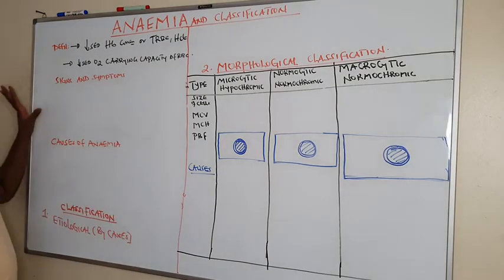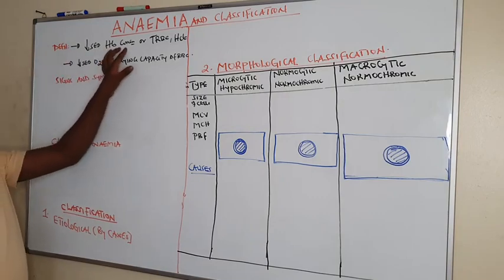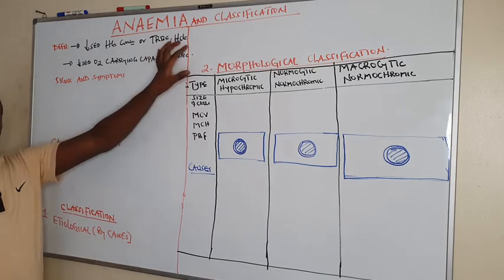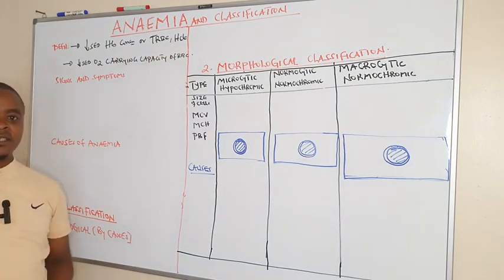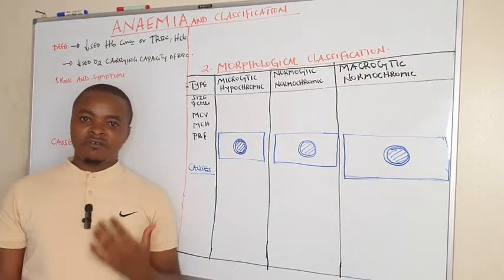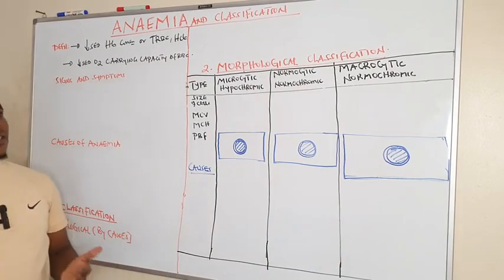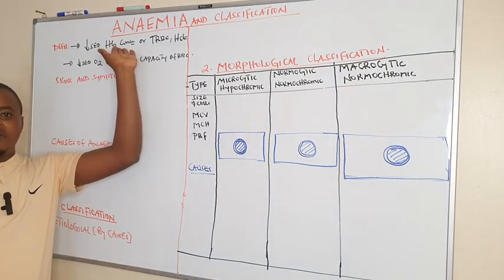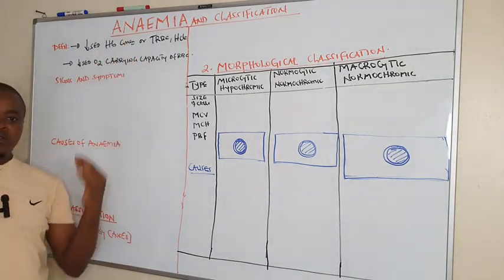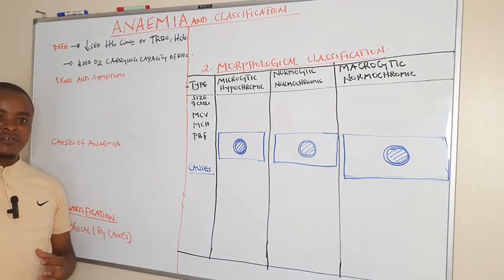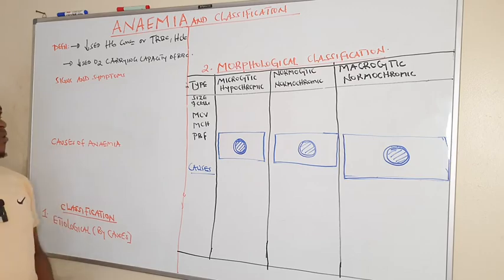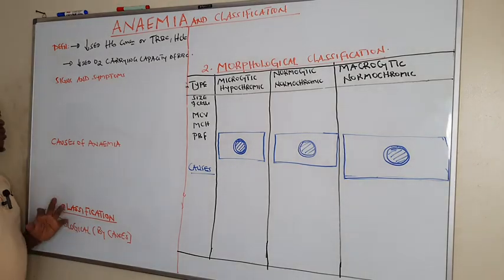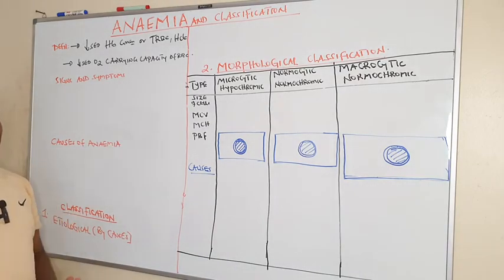So after looking at the definition, which is reduced HB concentration or total red cell count or hematocrit, depending on the sex and age of the patient, we are going to see that in males the lower cutoff for HB concentration is 13, in females it is 12, in pregnant women 11, and in neonates it can be below 14. It depends, so that's why we say it depends on the age and the sex.